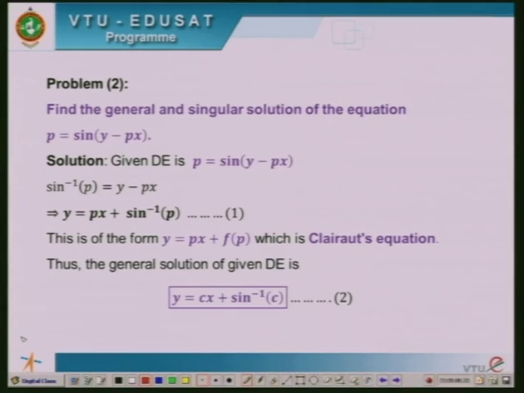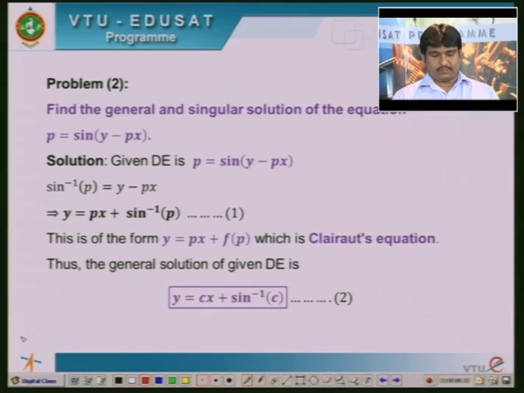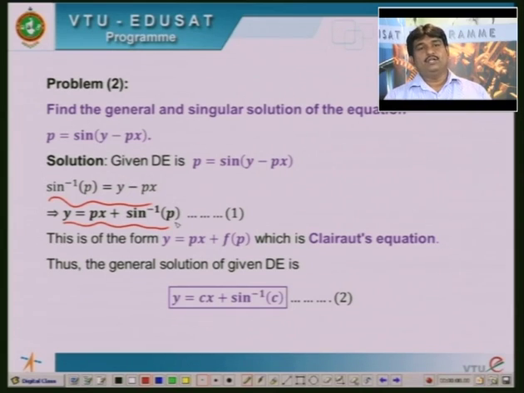Given differential equation is p equals sin(y minus px), which implies sin inverse of p equals y minus px. So shift px to the left-hand side and arrive at this result, which is y equals px plus sin inverse of p. Again it is in standard form, where f(p) is sin inverse of p. Therefore the general solution of this differential equation is y equals cx plus sin inverse of c.